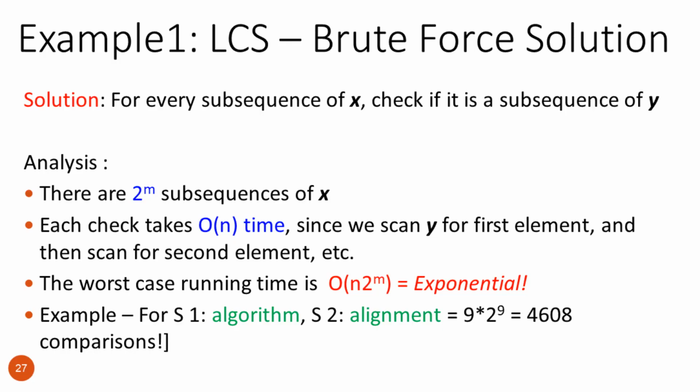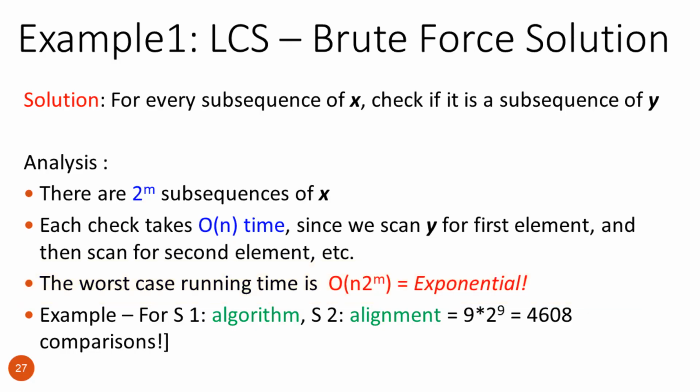We could possibly automate a brute force approach that we see here. For every subsequence of X, check if it is a subsequence of Y. Well, let's analyze this for a second. There would be 2 to the m subsequences of X. If each check takes big O of n time, since we can scan Y for the first element and then scan for the second element and so on, the worst case running time is big O of n times 2 to the m, which is exponential.